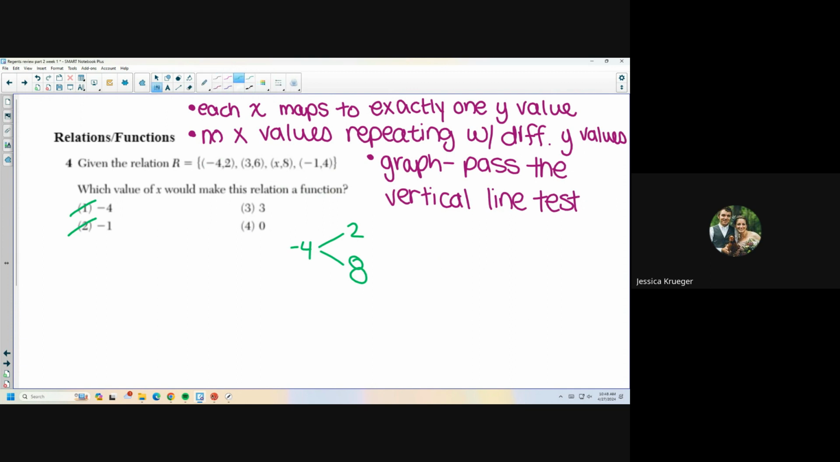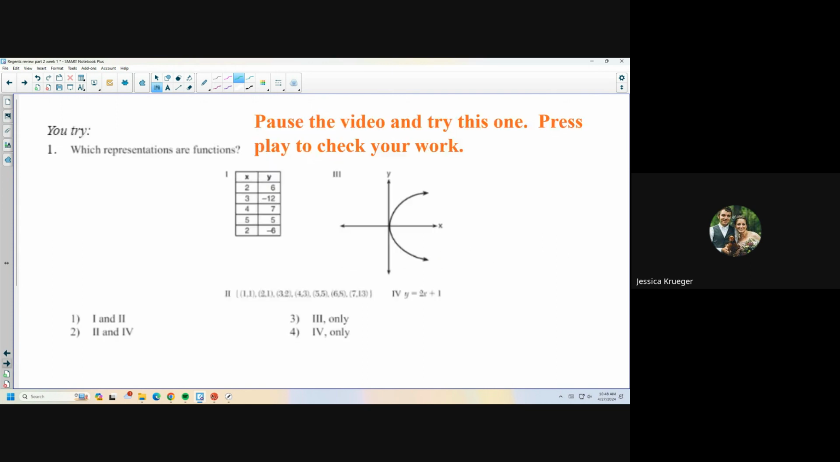What if I make x 3? Well, I already have an x value of 3 and it's mapping to 2 different values, so that will not work. My last answer choice is 0. If x is 0, I don't have any other x values of 0, so that will make it a function. Okay, go ahead and pause the video and try this one. My hint for you on this one is to graph answer choice 4 in your calculator so that you can see what that graph looks like.